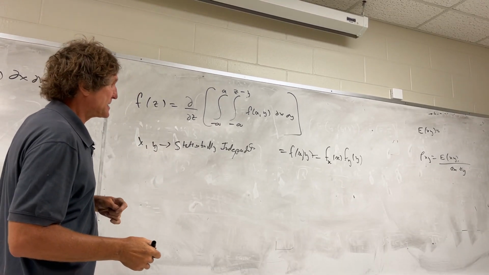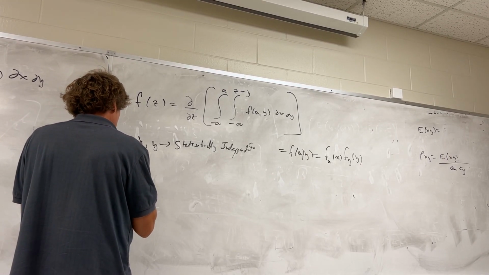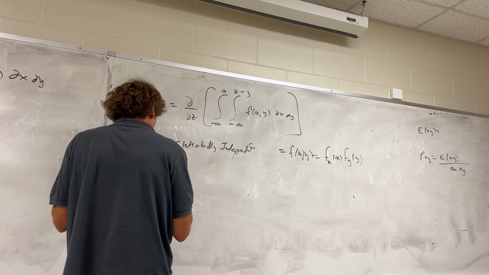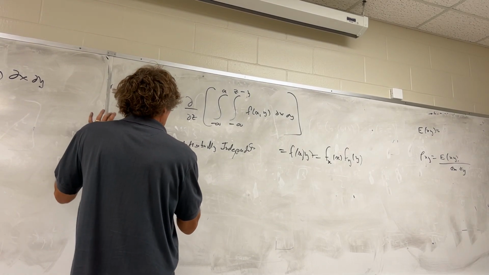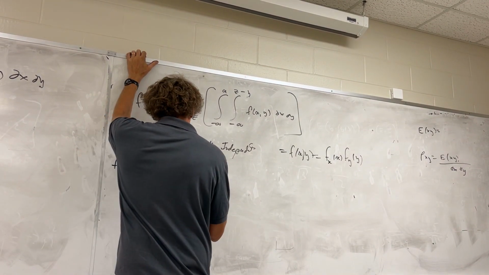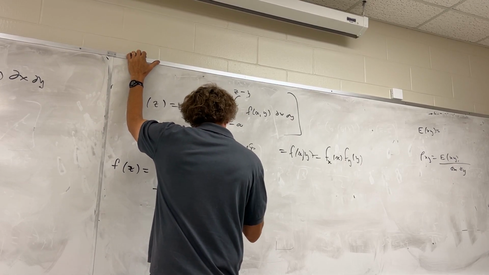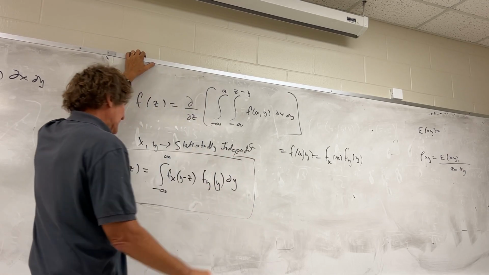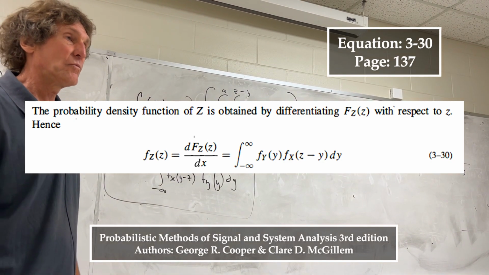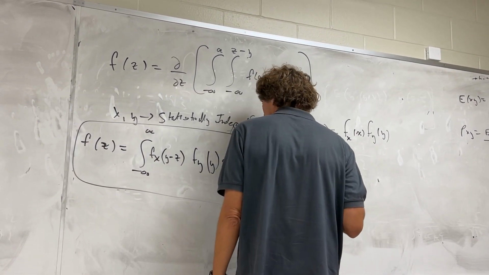All right, so if that's the case, I'm just going to cut to the chase because I think I have about a minute or two. f of z, and this is in the book, I'll give you the formula. When you do the derivative of this, you're going to get an integral from minus infinity to infinity of f sub x of z minus y times f sub y of y dy. Now, where is that in the book? He'll show you this equation. It's on page 137. What's the equation number? Let's see, f sub x of z minus y. It's 3-30.